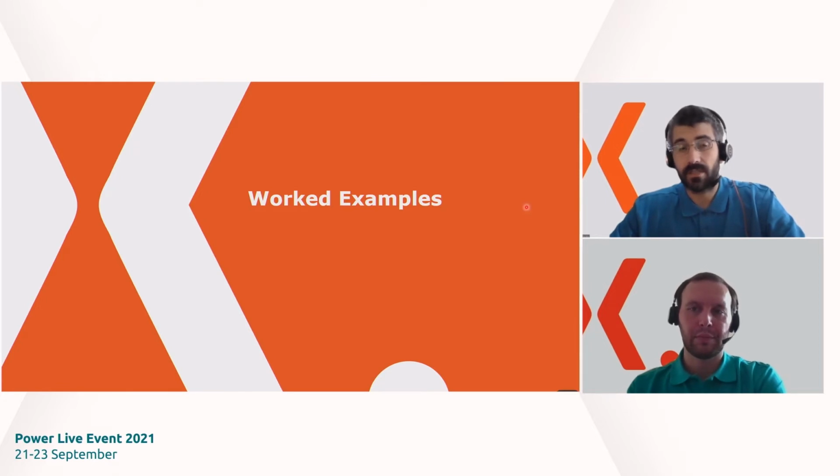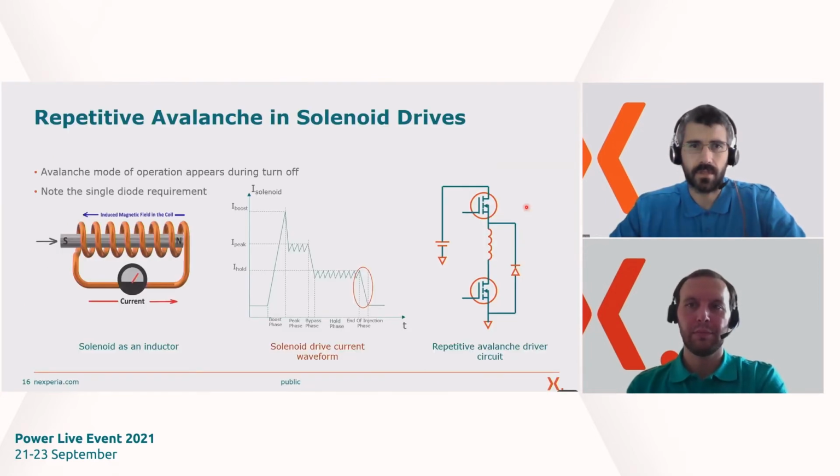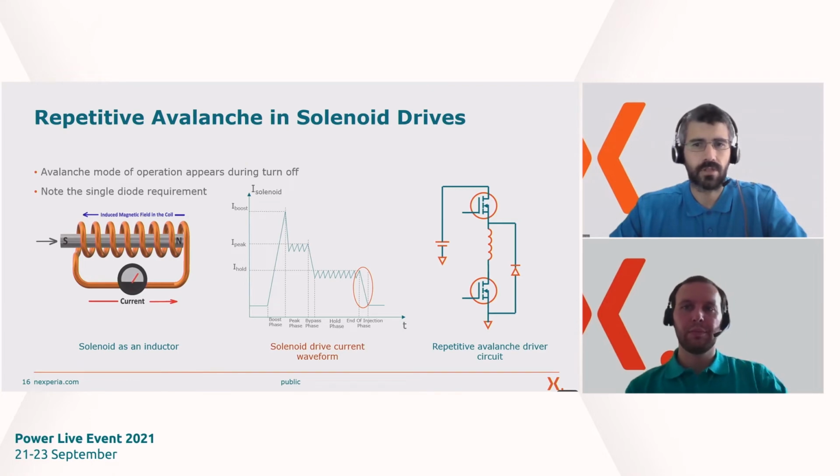So let's go through some worked examples. But first, we'll just go into a bit more detail in how solenoid drives work. So here we see a solenoid depicted as an inductor with a movable core. The movement of the core is determined by the current of the inductor, causing a force, and an external spring that will pull back the core.